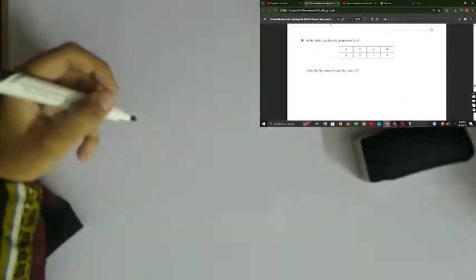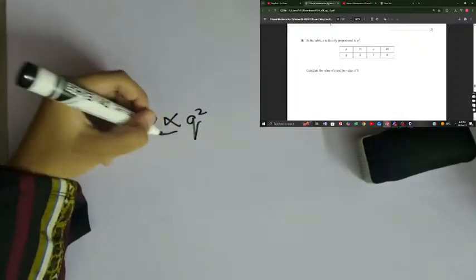The next question they've given us is that P is directly proportional to Q square. This is the sign for direct proportion, right?